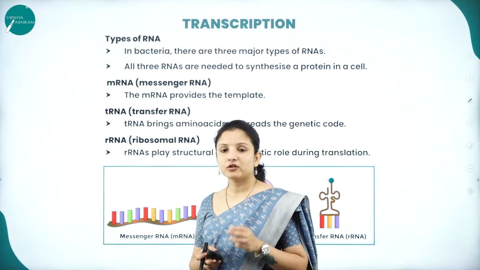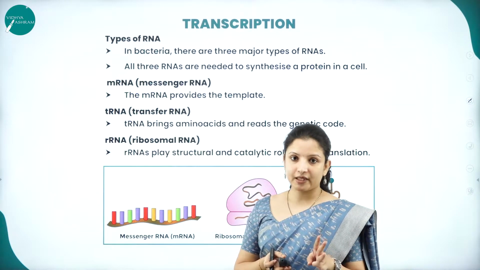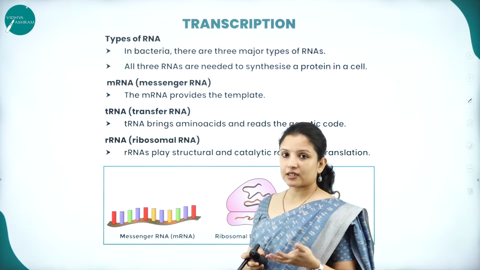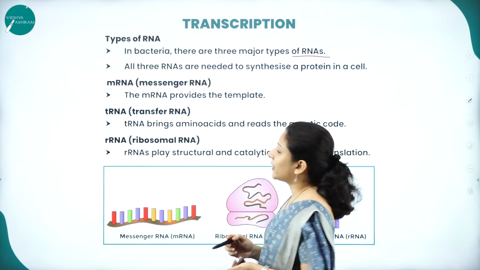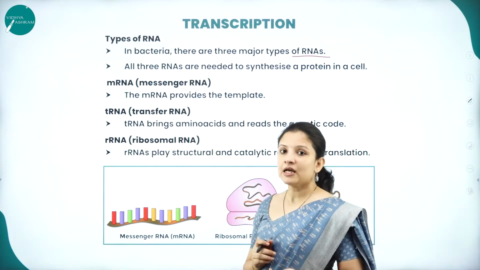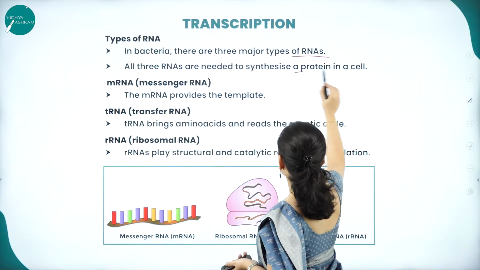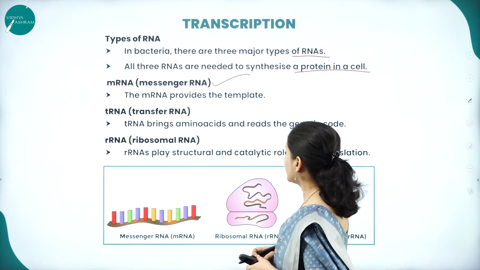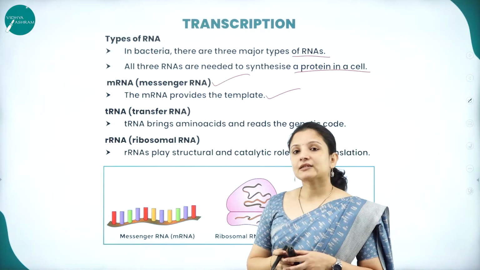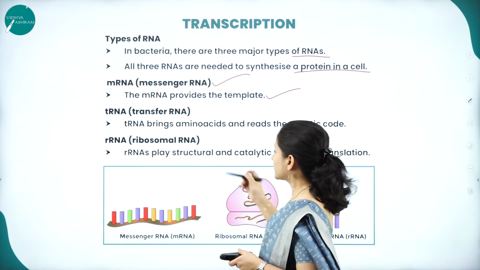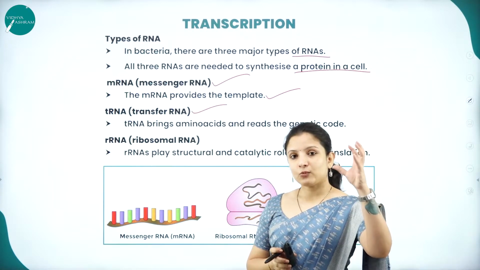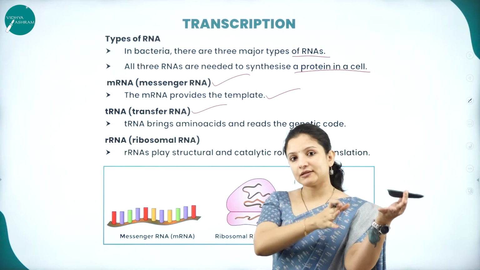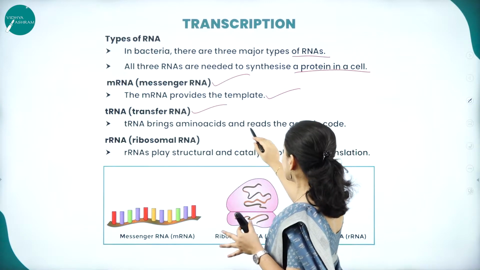Knowing about the types of RNA is important, because in transcription, 3 types of RNA participate. That is why we need to know about those 3 types. In bacteria, that is in prokaryotes, there are 3 major types of RNA that participate in the process, and all 3 RNAs are needed in order to synthesize a protein in a cell. So what are those 3 RNAs? First one is the messenger RNA, the mRNA, which acts as a template. What is the tRNA? It is the transfer RNA, because it carries the amino acids to the mRNA, therefore helping in reading the genetic code.